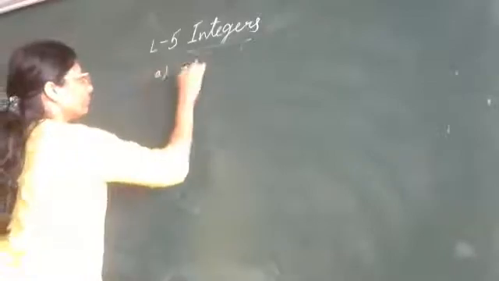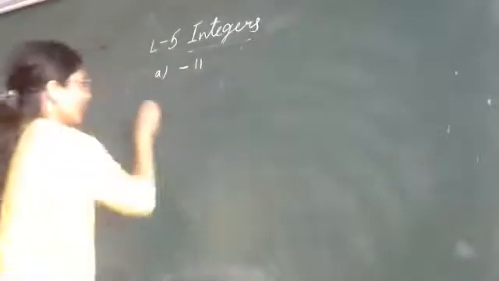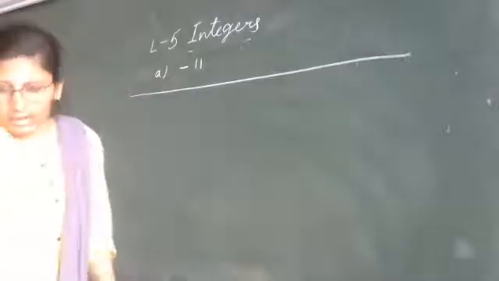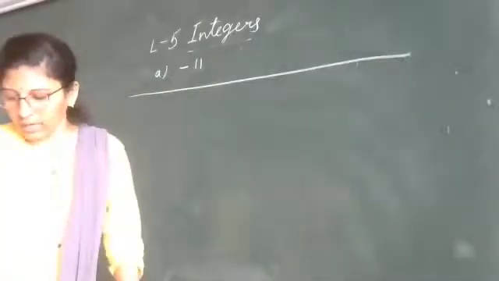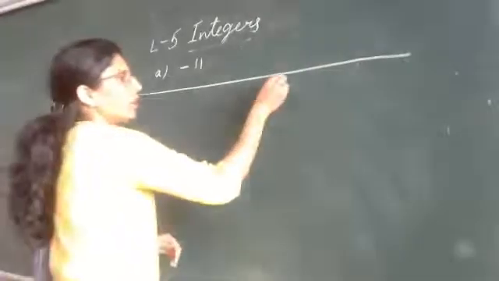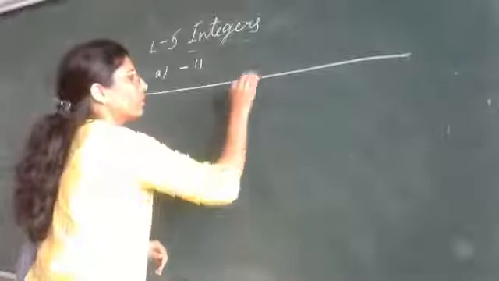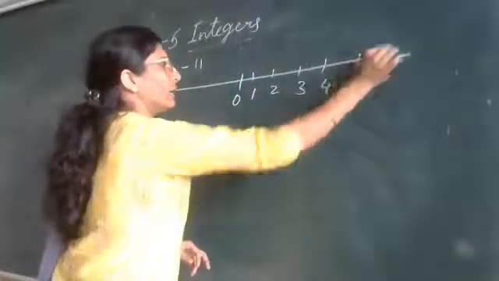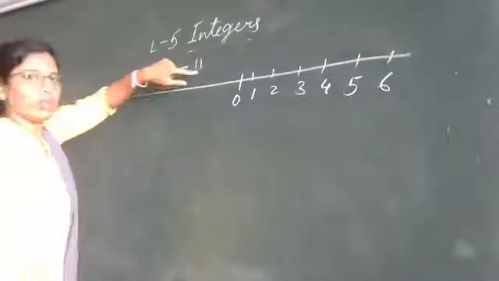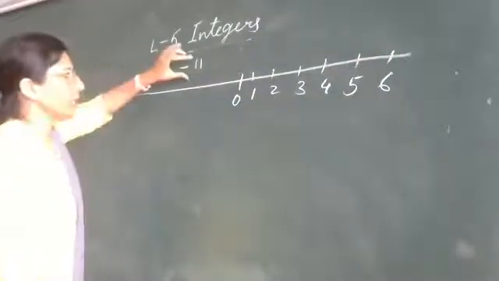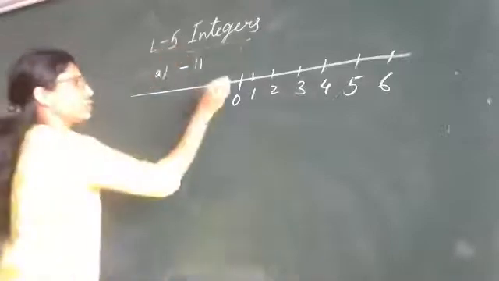Now minus 11. So first we need to draw a number line. Okay, now here we are drawing a number line. 1, 2, 3, 4, 5. We need minus 11, so we will leave space here and write more numbers, because we need minus 11.